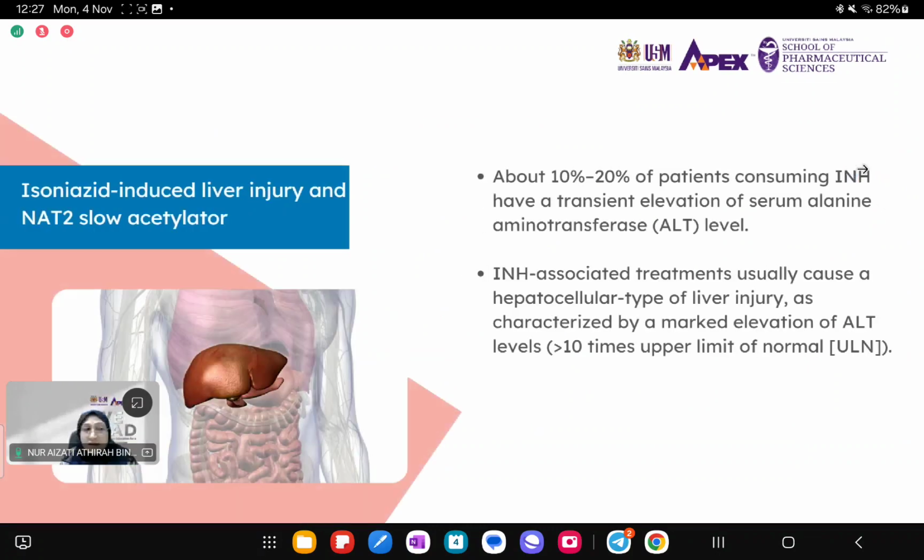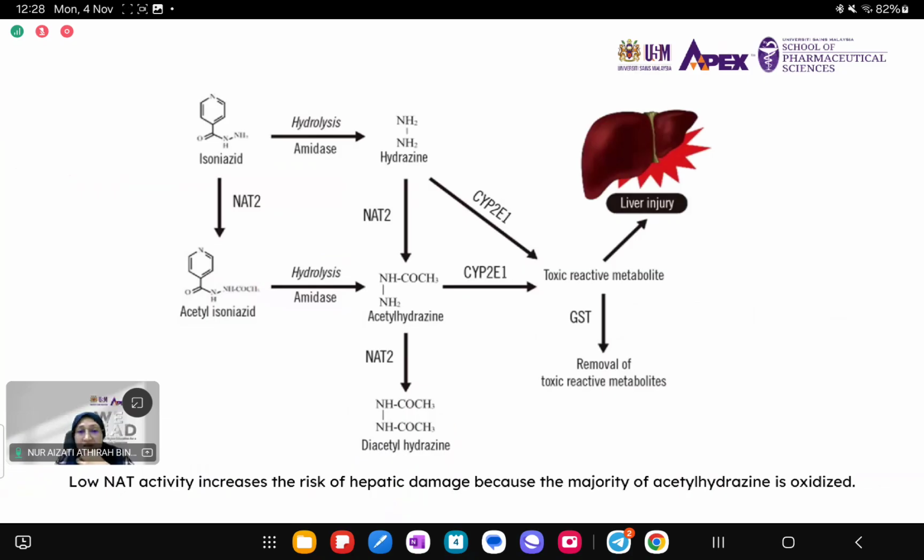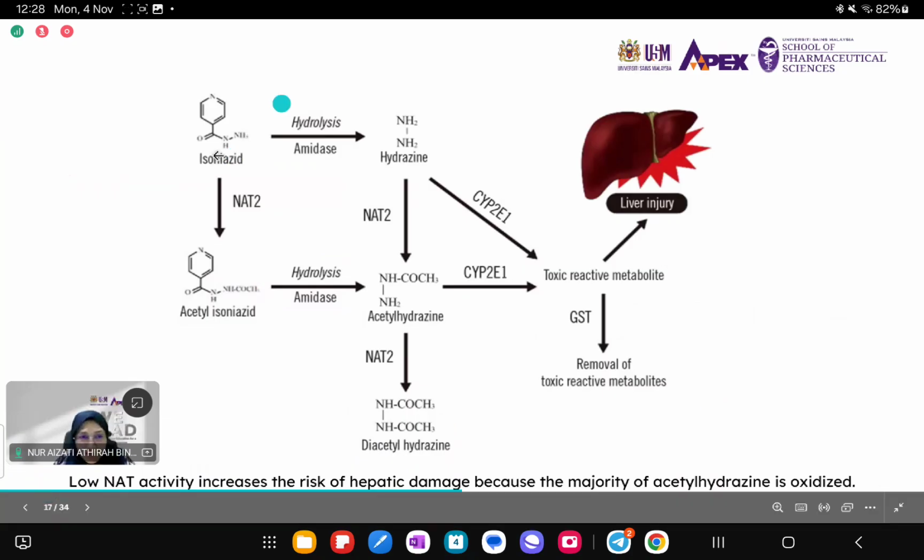Okay, next is isoniazid-induced liver injury and NAT2 acetylator. So this one relates to the liver injury or hepatotoxicity because of isoniazid treatment. Isoniazid is the TB drug, okay, anti-tuberculosis drug. So if the patient is taking isoniazid, and this patient is having NAT2 slow acetylator, then this patient might develop liver injury. So if you look at the mechanism here, this is isoniazid.